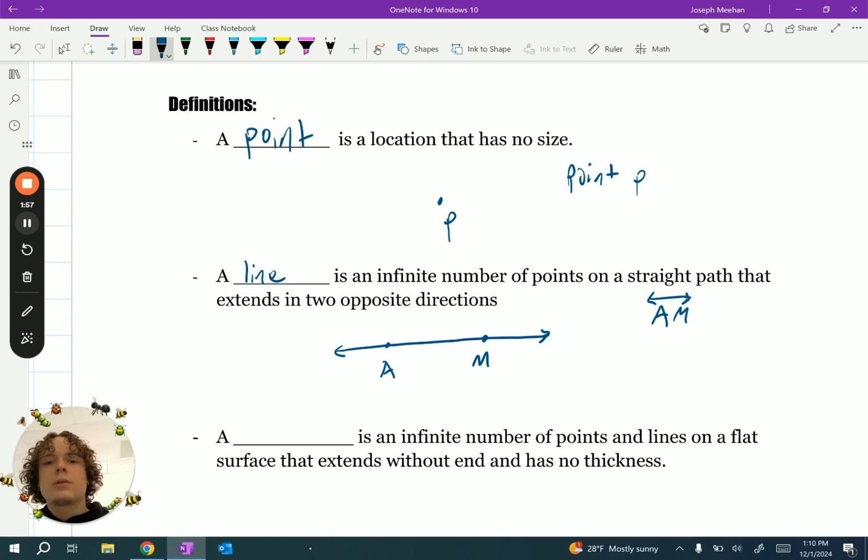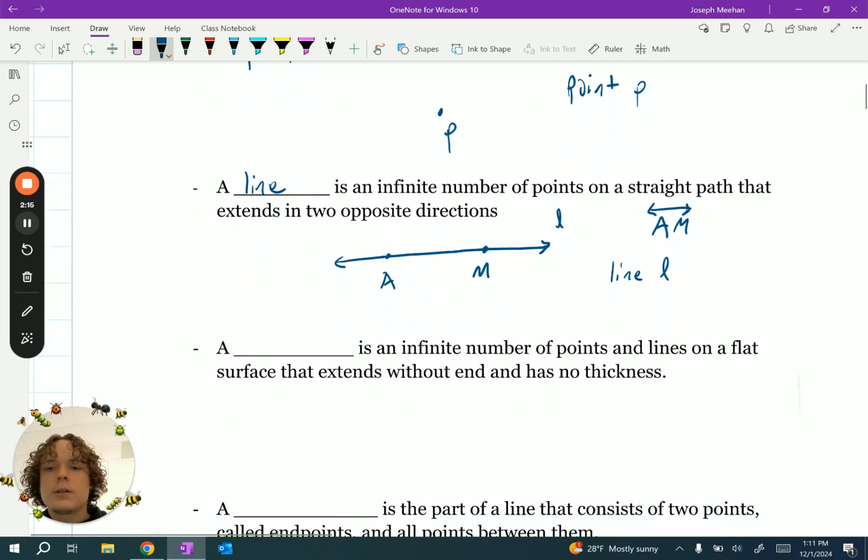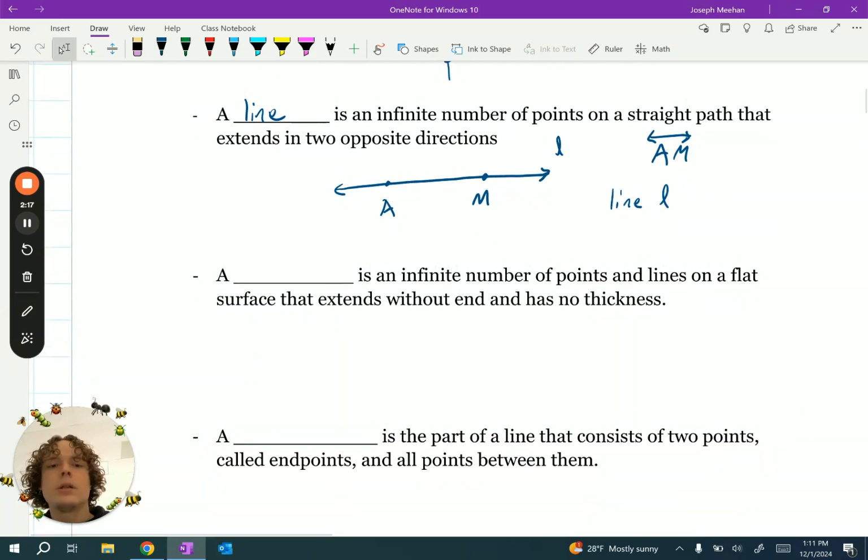Or say we just gave this line overall a name, like line L, like a cursive L. We'd call this line L. That's another way you could do it. Or if you wanted to call it like line dog, again, you could call it whatever you wanted. But oftentimes it's just kind of like a lowercase letter. So line L.